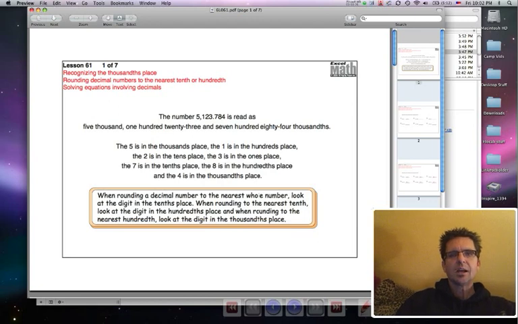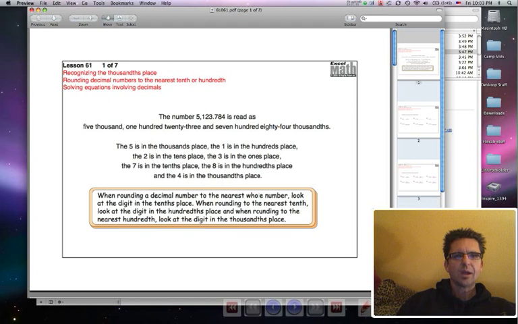The number 5123.784 is read as 5,123 and 784 thousandths, and the "and" is for the decimal point. The 5 is in the thousands place, the 1 is in the hundreds place, the 2 is in the tens place, the 3 is in the ones place, the 7 is in the tenths place. Notice that has a TH in it. And the 8 is in the hundredths place, and the 4 is in the thousandths place.